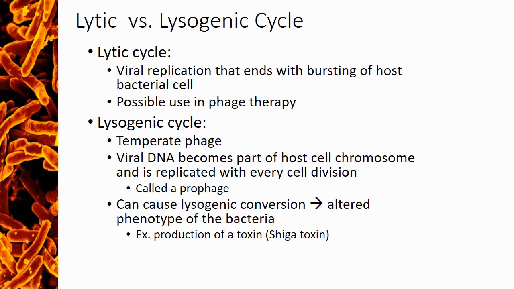Just like there are some latent animal viruses, there are also bacteriophages that can remain dormant. These are called temperate phages, and they are able to perform what we call the lysogenic cycle. The lytic cycle for a bacteriophage is the standard assembly followed by lysis of the cell for release of the virus.